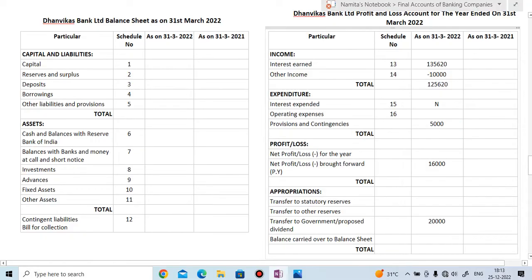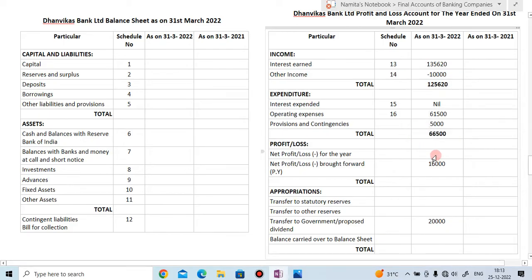So here write in the balance in the profit and loss account, the total of interest expended. Schedule 15 is nil. And operating expenses total is how much? 61,500. So total of expenditure 61,500 plus 5,000, the total is 66,500. Okay. Now here we got the total of income, we got the total of expenditure.